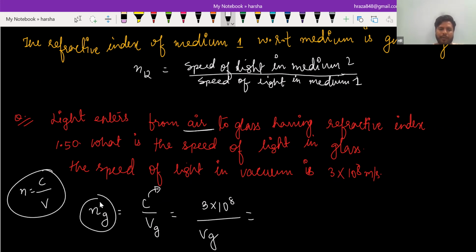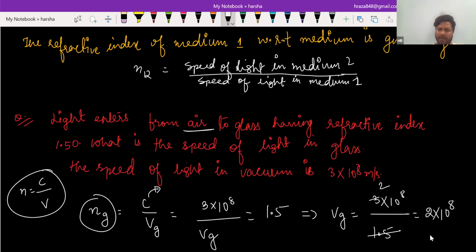And what is the refractive index given? 1.5. So if you are going to calculate Vg, velocity of light in glass, it will be 3 into 10 raised to the power 8 upon 1.5. So it will be 2 into 10 raised to the power 8 meter per second. Initially in the starting of the class, perhaps I told you the speed of light in glass is 2.5 into 10 raised to the power 8 meter per second, but the speed of light in glass is 2 into 10 raised to the power 8 meter per second. There was confusion.